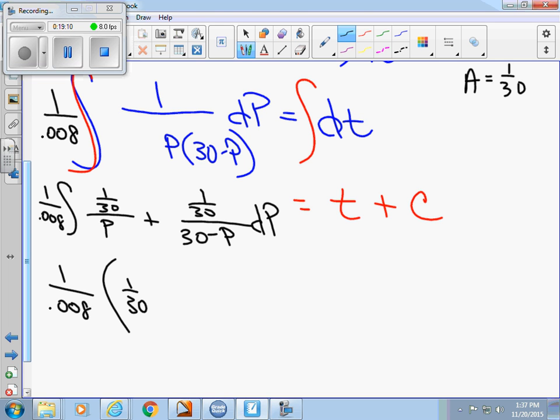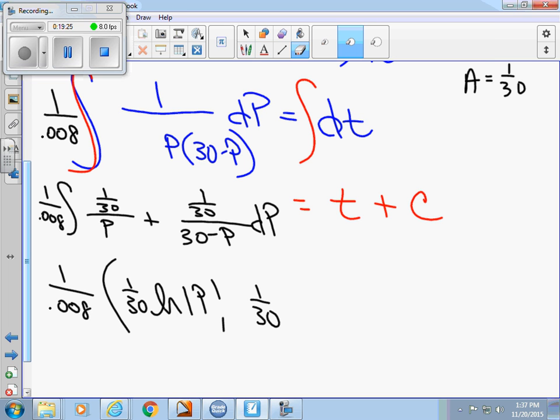1/30 natural log of the absolute value of P. What's 1/30 what? It's actually not positive. Why is it minus? There's a negative P, so there's a chain rule involved there, or undoing a chain rule. Really, you need a U substitution. You might be to the point where you can notice those negatives without doing a U substitution. You might not.